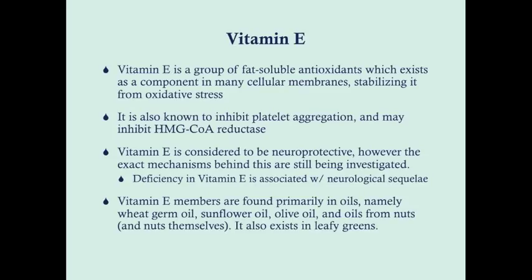Vitamin E members are primarily found in oils and margarine. So the oils that it comes up in are wheat germ oil, sunflower oil, olive oil. Olive oil is very common nowadays in the American diet. Also nuts, and then it also exists in leafy greens. So when you look at the average American diet, what people eat, vitamin E is pretty common.